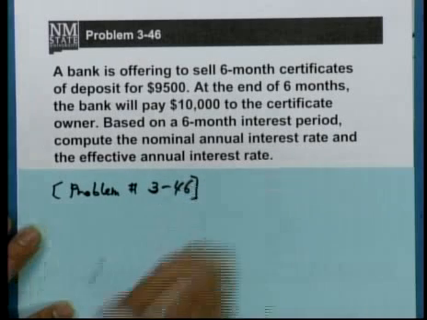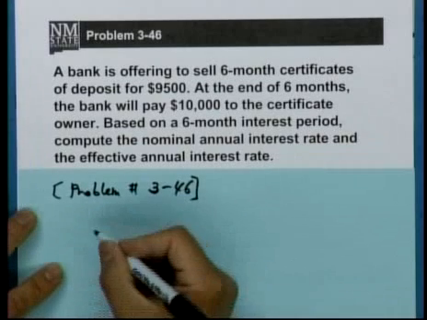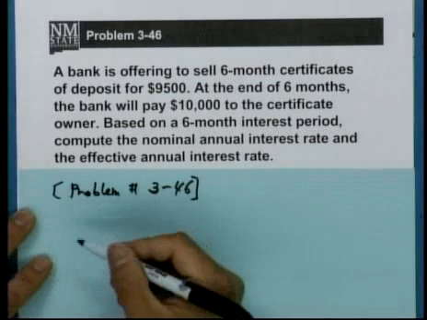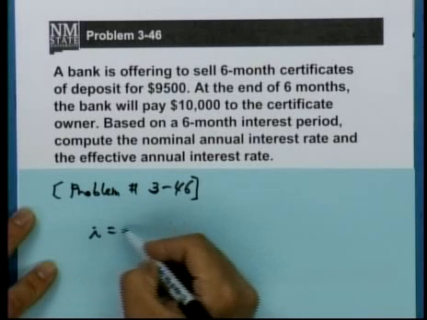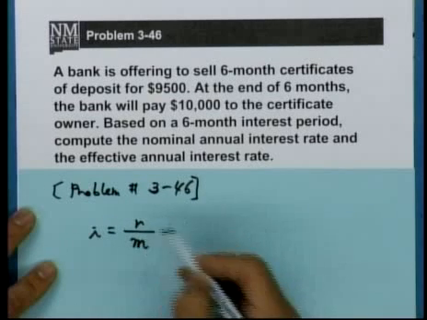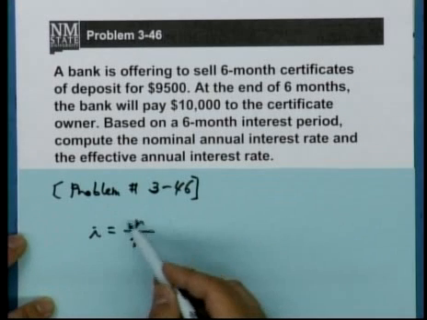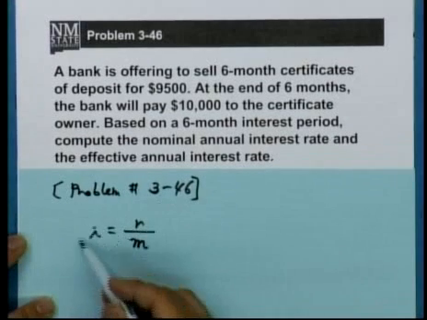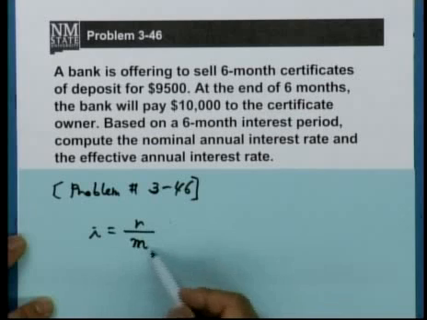This is about nominal interest rate and effective interest rate. So again, I want you to recall your memory about this formula: I equals R over M. Here, R is the nominal interest rate, right? And I is the interest rate per compounding period. And M is the number of compounding periods per year, right?